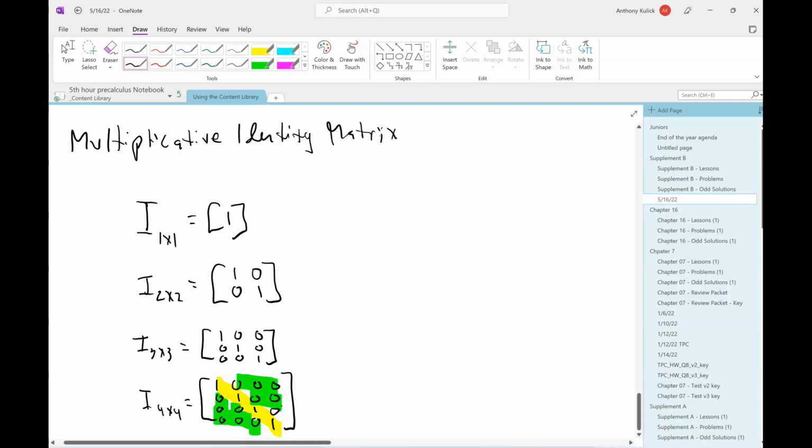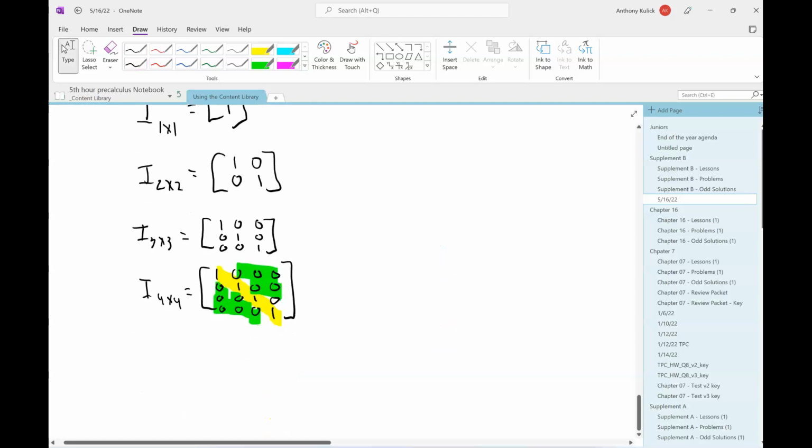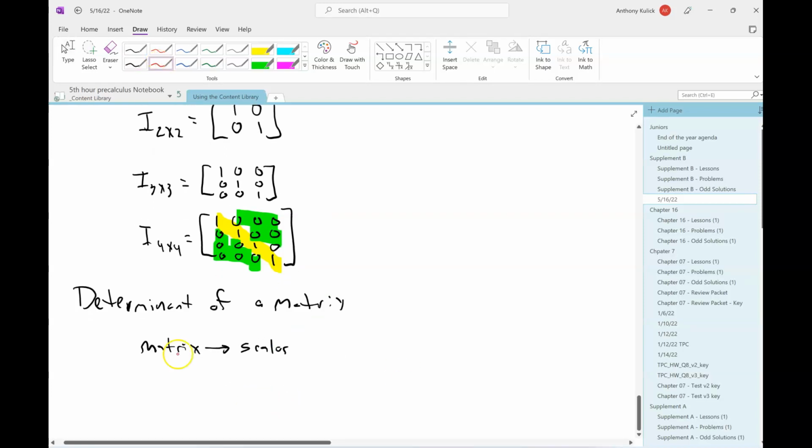Everybody cool with that? So next operation we want to talk about is the determinant. And what this does is it takes a matrix and turns it into a real number or a scalar. For the determinant to work, that matrix has to be a square matrix. If you're not using a square matrix, you cannot take the determinant.